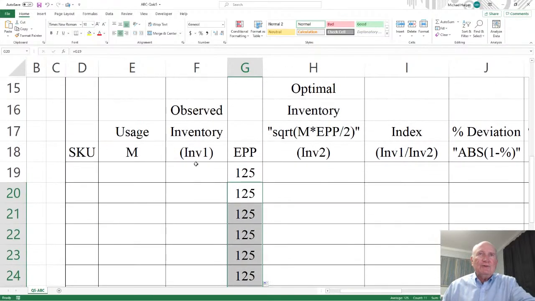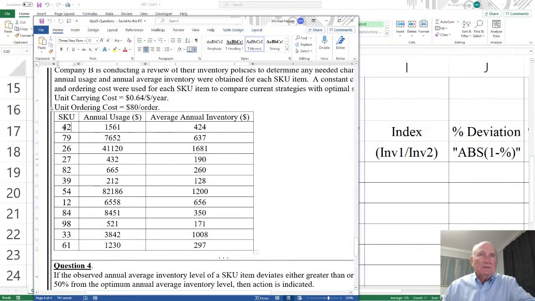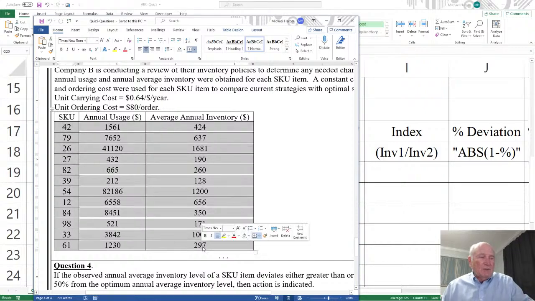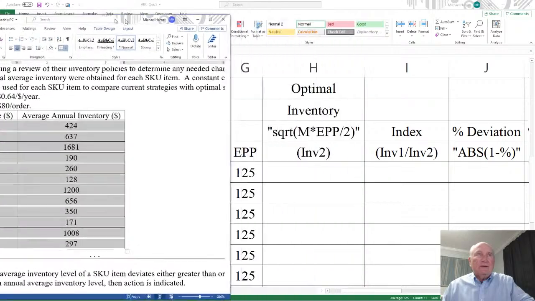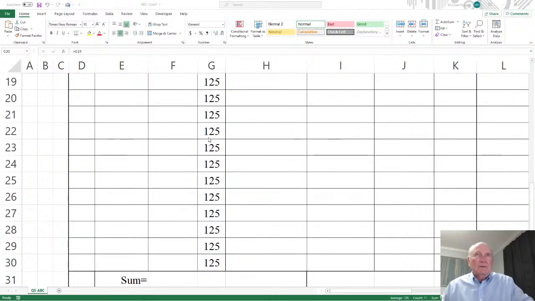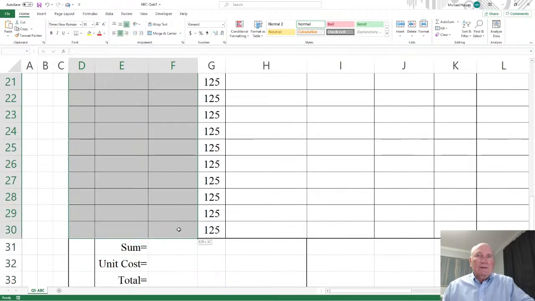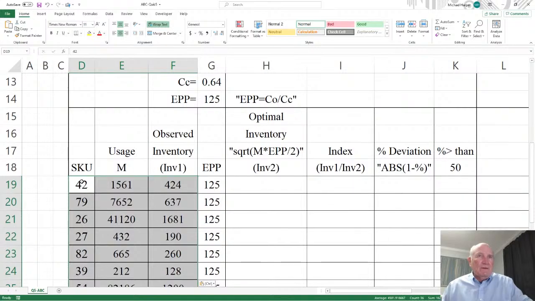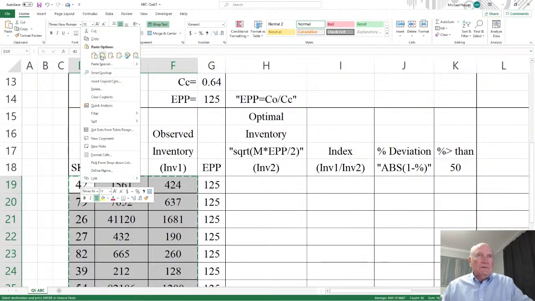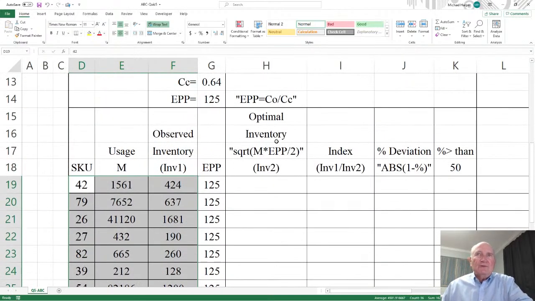Now the SKU, the usage and observed inventory, that's going to come from the problem. So let's take all of these, Control C, come over here, bring this down a little bit so we can see it, and put it in. All the way down to here, Control V, and there it is. And there are our values.